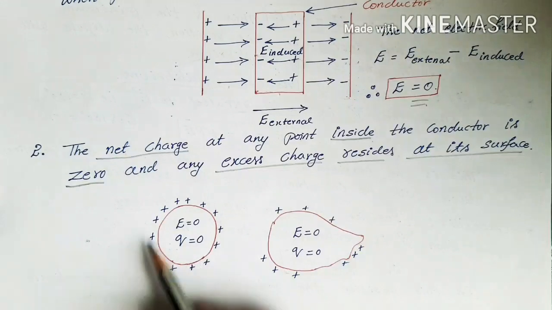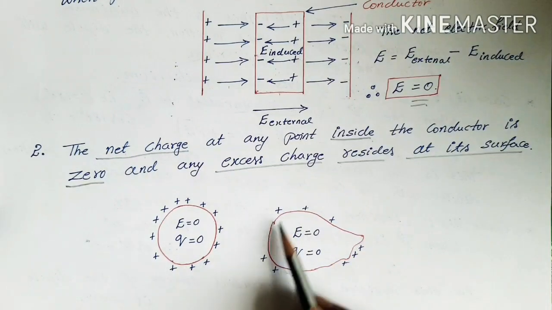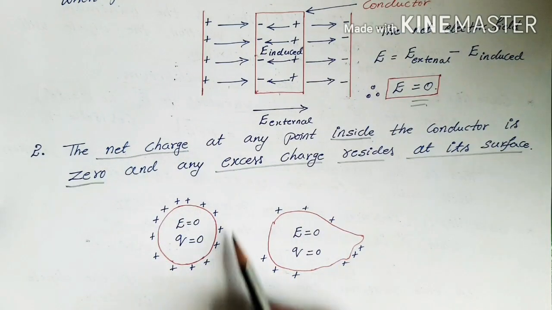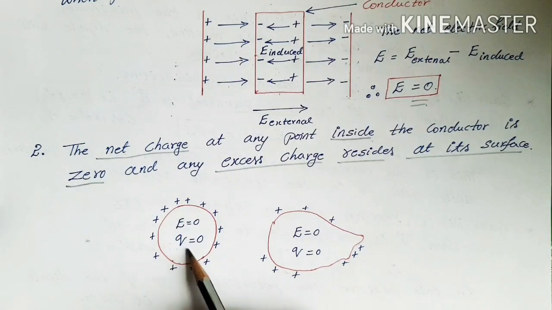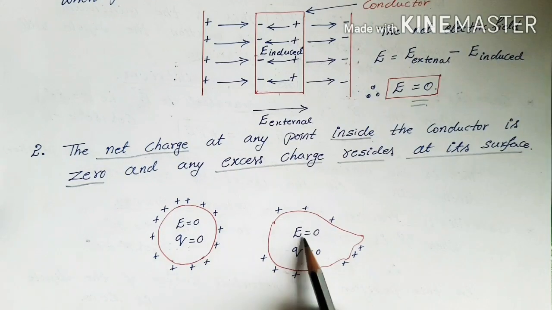You can see it in the picture. Whatever the shape of the body, charges always reside on the surface. Hence, inside the conductor there are no charges, hence no electric field. This is the second property, the second behavior of a conductor.